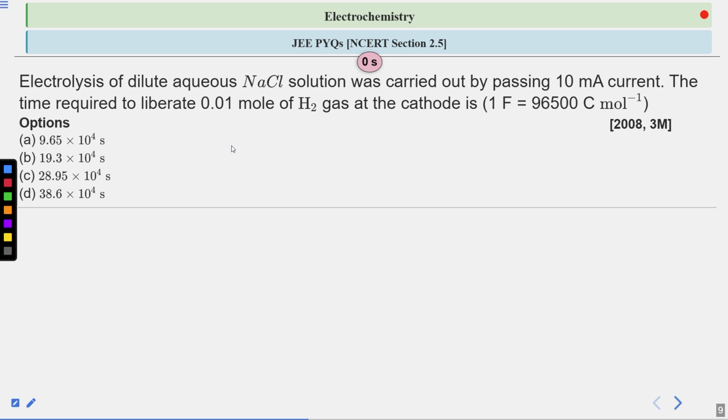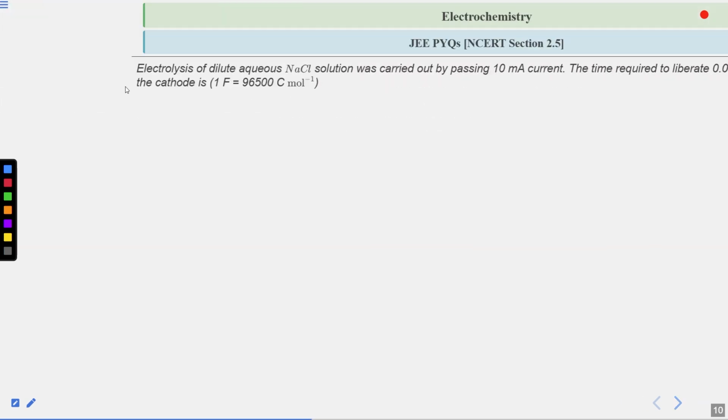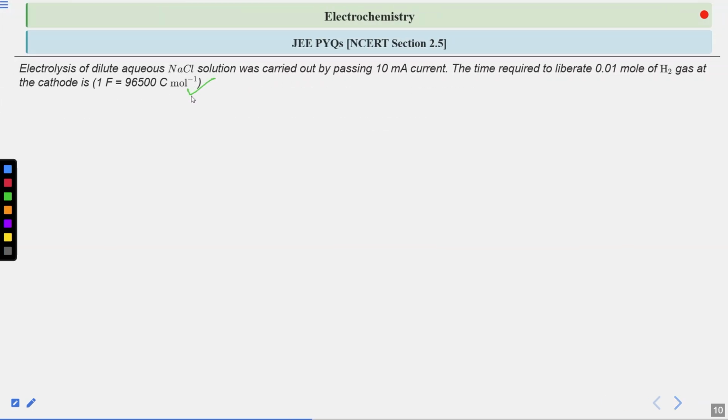Okay, let's see. So for this given question, the correct answer is option B, that is 19.3 times 10 to the power 4 seconds. So this much time is needed to deposit the 0.01 mole of hydrogen gas at the cathode. Let's see how. So 0.01 mole of H2 is equal to 0.02 gram equivalent.